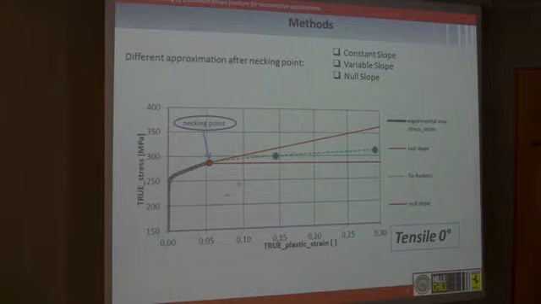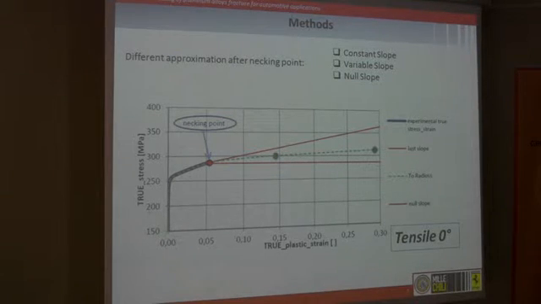Taking as a reference the experimental test of the tensile 0 sample, for example, a true stress and true strain curve is evaluated. Up to the necking point, we can use the classical relations to determine the true stress and true strain from the engineering counterpart, taking into account the section variation. After the necking point, the stress state is not uniaxial anymore.